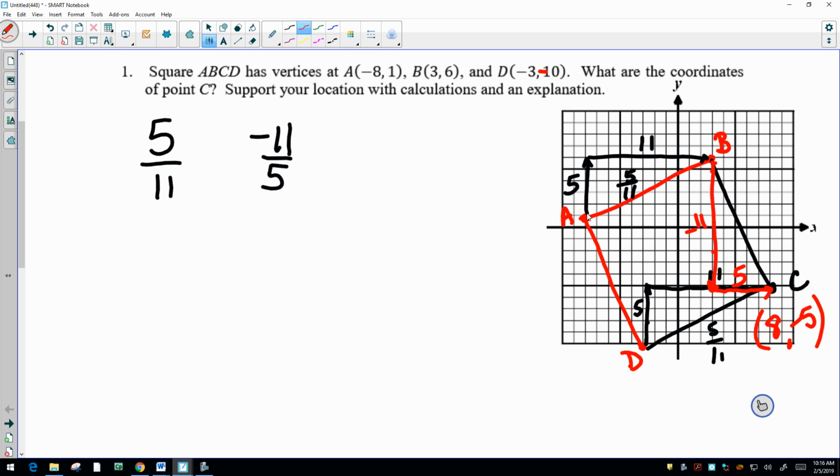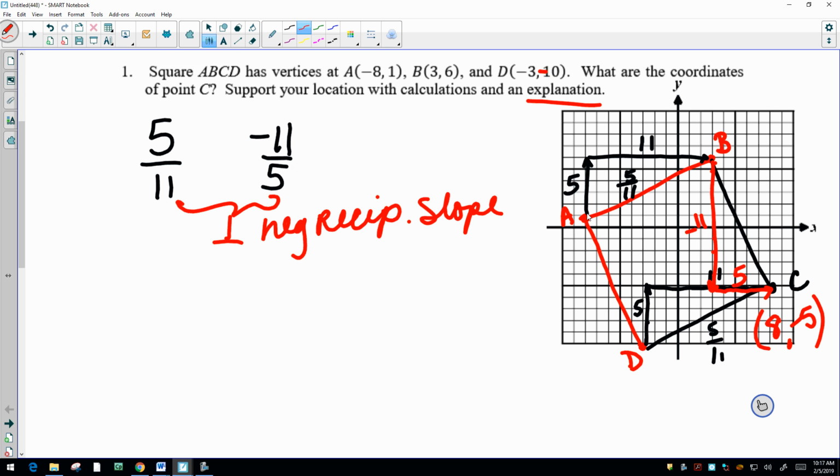Yeah? Can we do the work like that, or do we have to do it all like that? No, you can do the work like this. Notice how I've labeled things. That's fine. What I would say then is maybe at the end, because it's saying support with calculations and explanations, maybe give me a little explanation that says that these are perpendicular because they're negative reciprocal slopes. Give me a little bit of an explanation to go with that, if you're not going to do the calculations. Does that sound good? Okay.